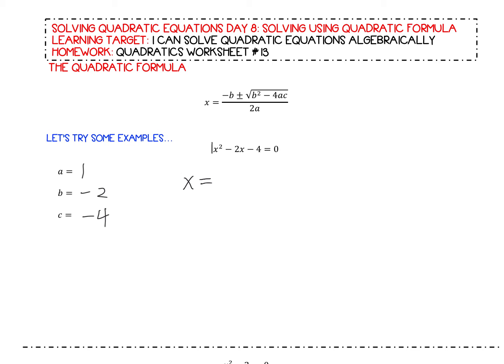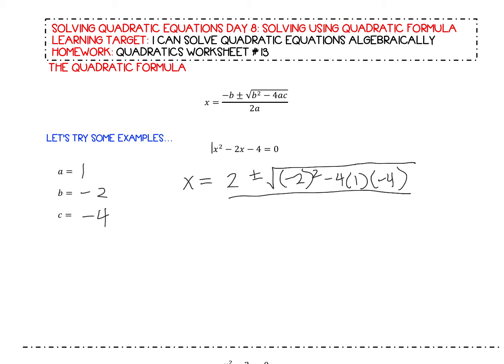We would have x equals the opposite of negative b, which would be positive 2, plus or minus the square root of b squared, so negative 2 squared, minus 4 times a times c, all over 2 times a.